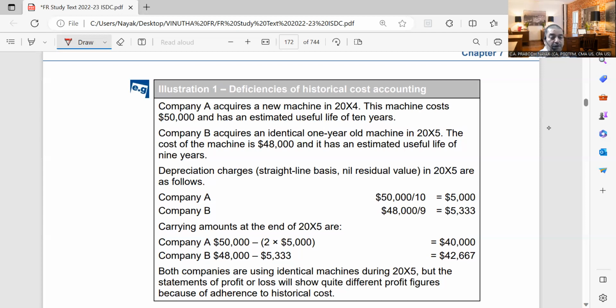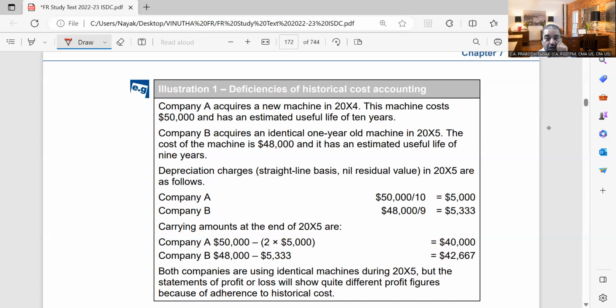Company A has purchased it for 50,000. Company B has purchased it for 48,000. Now, in the second year, when the two companies' profit and loss is checked, Company A will be showing 5,000 depreciation. Company B will be showing 5,333 depreciation. What will be the impression to the reader of the financial statement? The impression will be that company B has purchased a costlier machine. That is why depreciation is more.